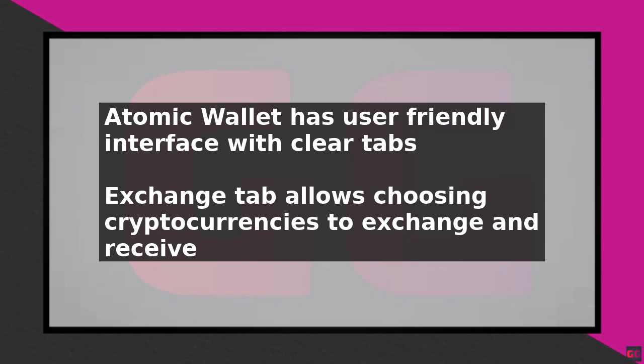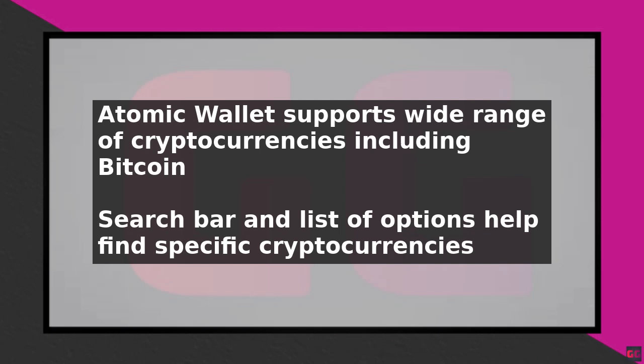When you have selected the cryptocurrencies you want to exchange, enter the amount you want to exchange and review the exchange rate and any fees that apply. Atomic Wallet uses a competitive pricing system to ensure you get the best rate for your exchange.